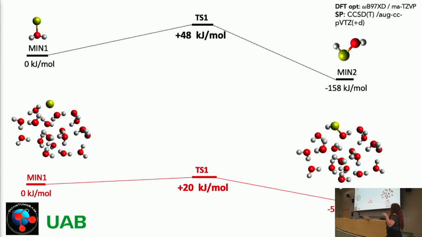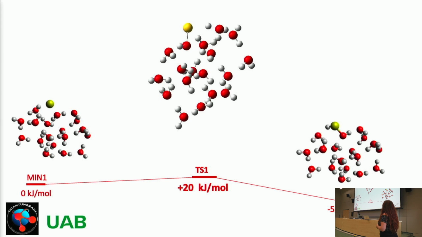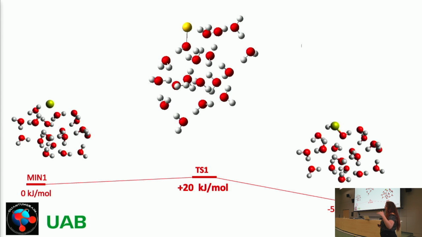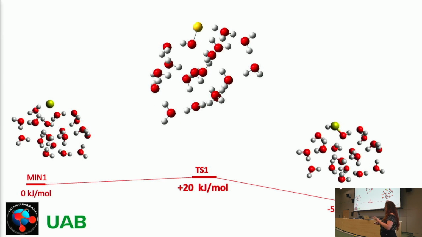What happens when we move to the ice matrix surface? So you can see how the barrier is lowered by around 30 kJ per mole, which is a bit. And let's now see how the transition state looks like. So here it's very visible how the hydrogen transfer process is actually mediated by an increased number of water molecules and not just by one single water molecule. So of course this process is easier, and that's a clear effect of the catalytic role that the ice plays.